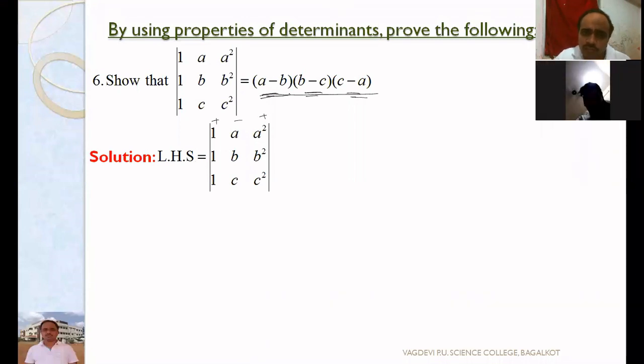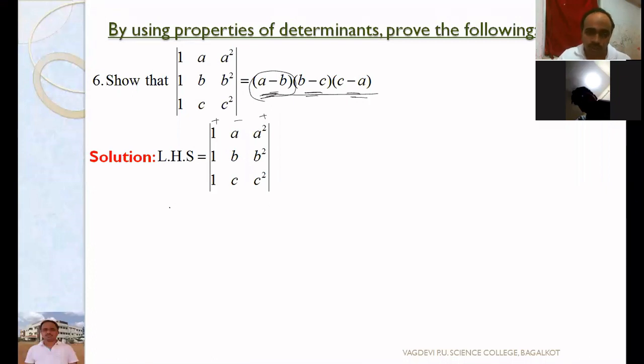Okay, how to get the first factor here? First factor is something like A minus B. So sometimes you'll ask, how should we come to know that R1 changes to R1 minus R2? How do we know to apply that property? By looking at the right hand side, you'll come to know which operation we have to do. You have to look at the answer, the right hand side. So what is the answer here? Right hand side, the first factor is A minus B.